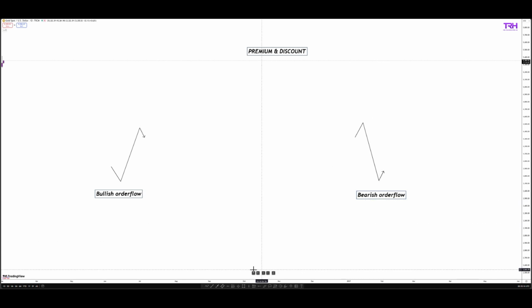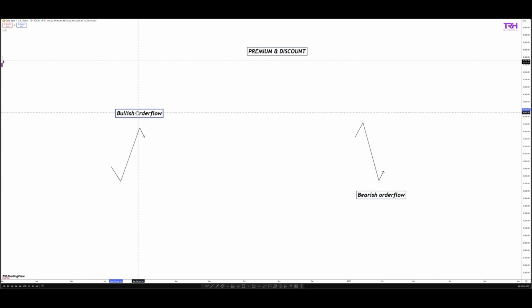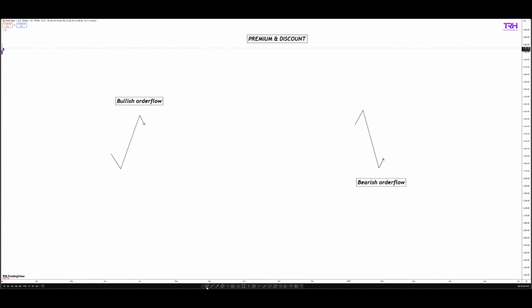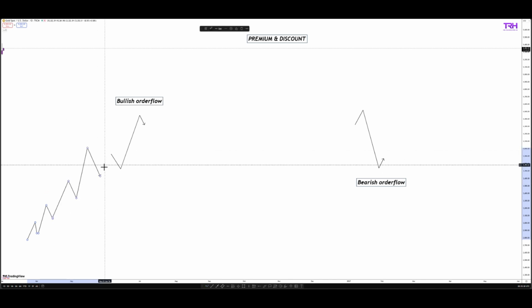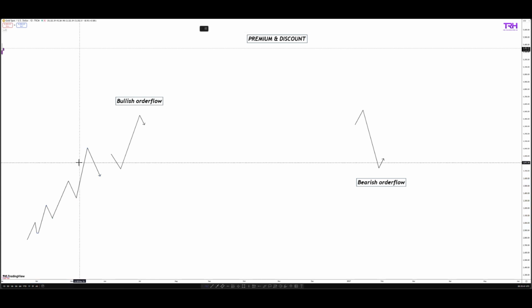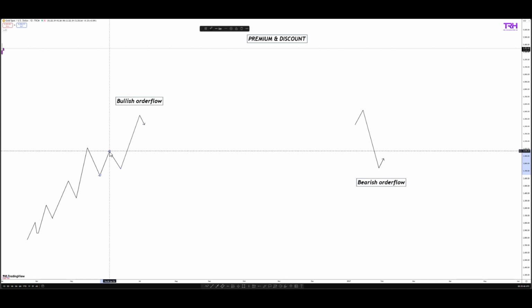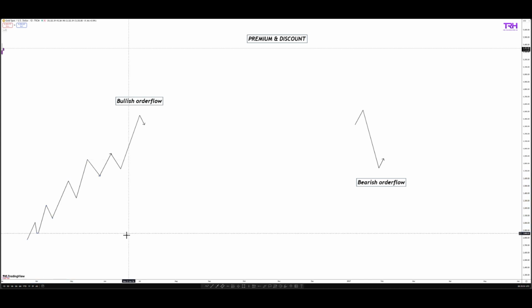All we have to do is know where we are in the market and know where we're going to be looking for setups. Basically, let's say we have something like this, which is the bullish order flow. The price gives us the higher high, the higher low, the higher high, the higher low, and so on. So we have higher highs and higher lows, and the order flow of the market is bullish this way, right?